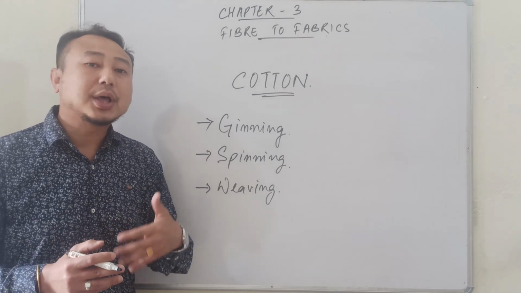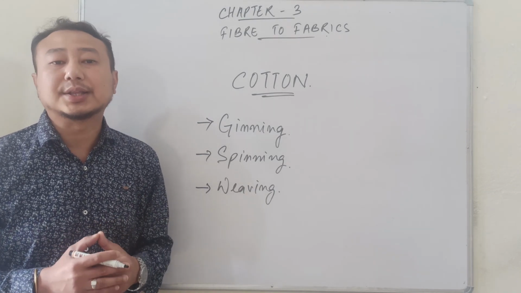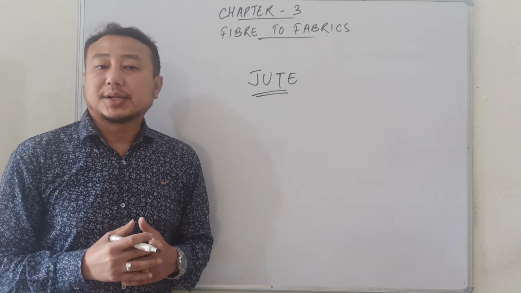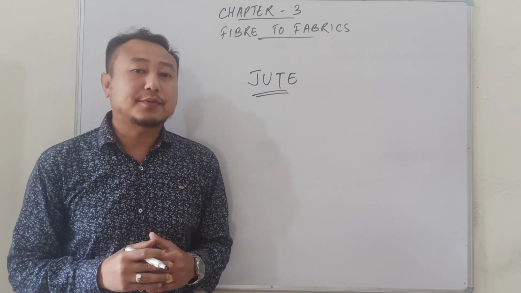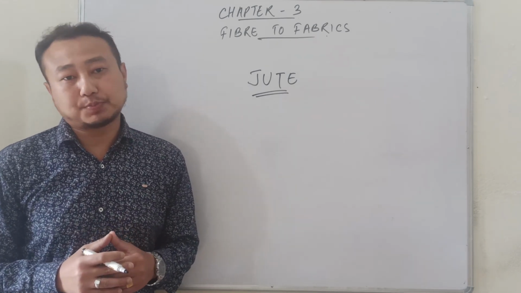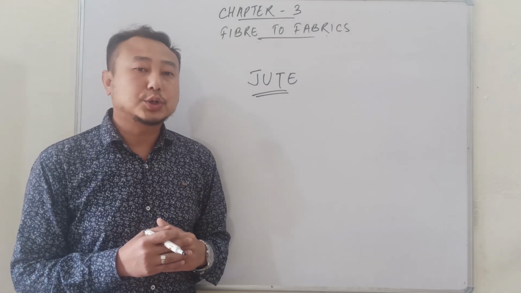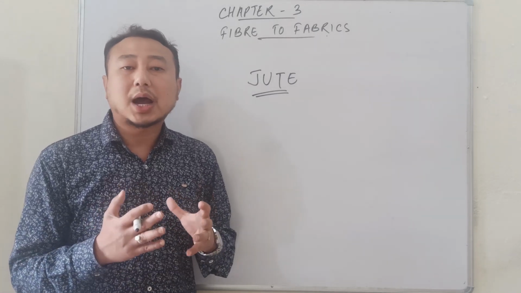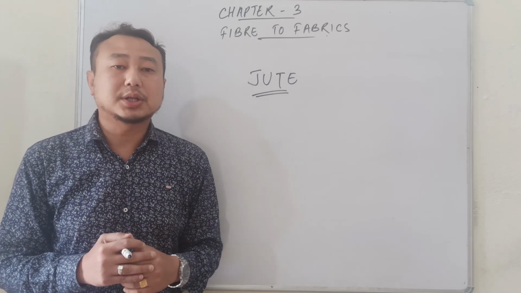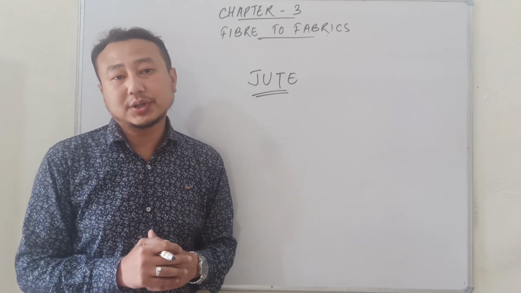Now, let us come to the next type of fiber that is included in this chapter. The next fiber is the jute fiber. The jute fiber is obtained from the stem of the jute plant. In order to obtain the jute fiber, the harvested jute plants are tied into bundles and soaked in water for 2 to 3 days.